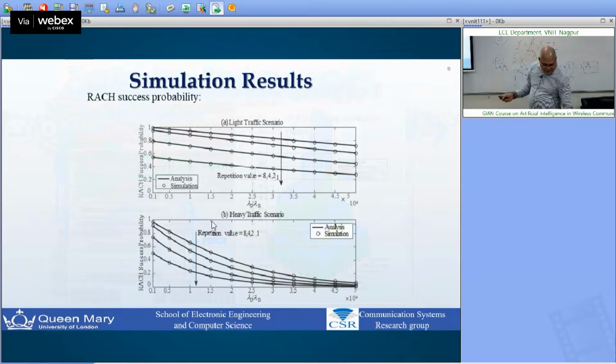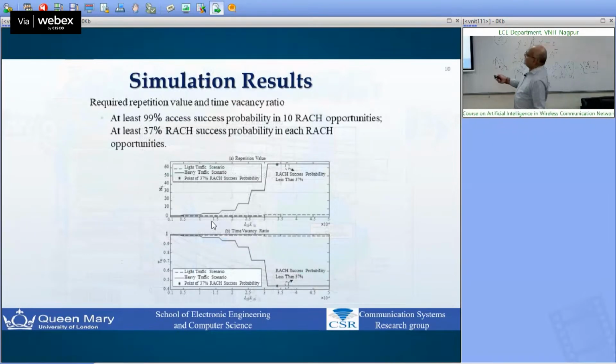Now we found that within 10 attempts, 10 opportunities, meaning one device is allocated 10 times to try, failed, second time, third time, within 10 opportunities when it is allowed, they will succeed with 99% probability if the repetition factor is 64. That's what we found using the mathematical modeling.